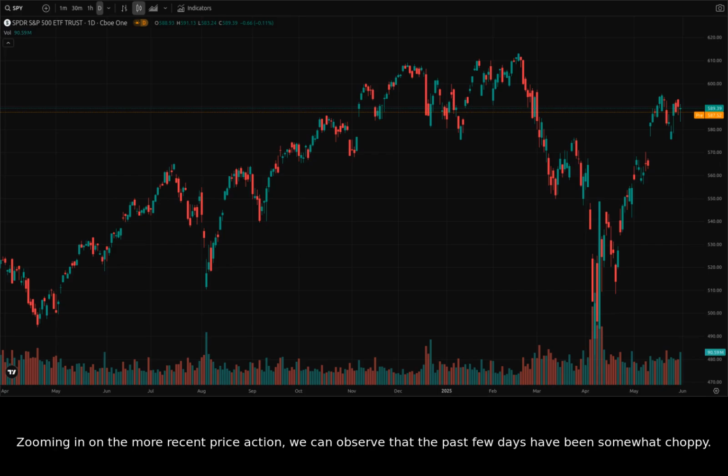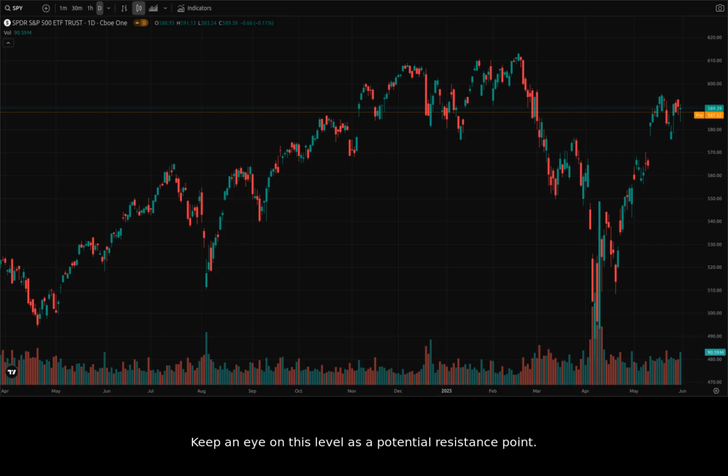Zooming in on the more recent price action, we can observe that the past few days have been somewhat choppy. There's a bit of indecision in the market, especially considering the current news landscape. We can see the price has been struggling to break above the recent highs. Keep an eye on this level as a potential resistance point. If the price fails to break above this resistance, we could see a further pullback.